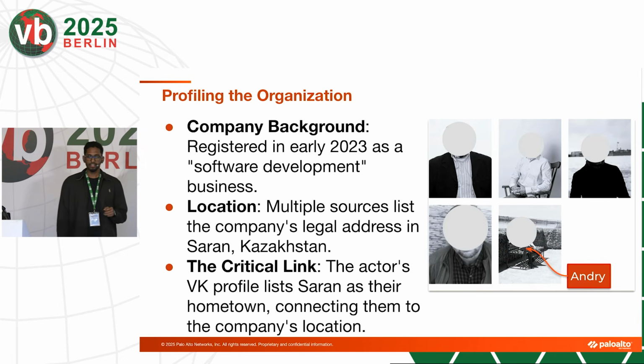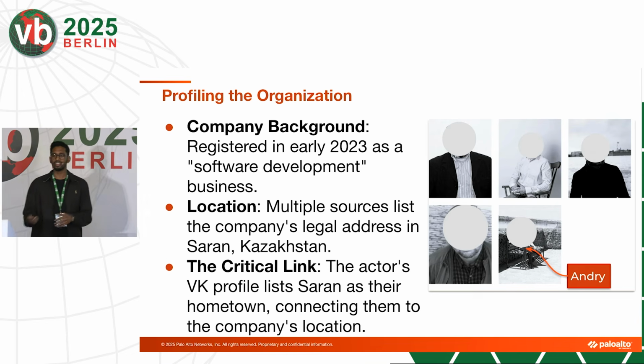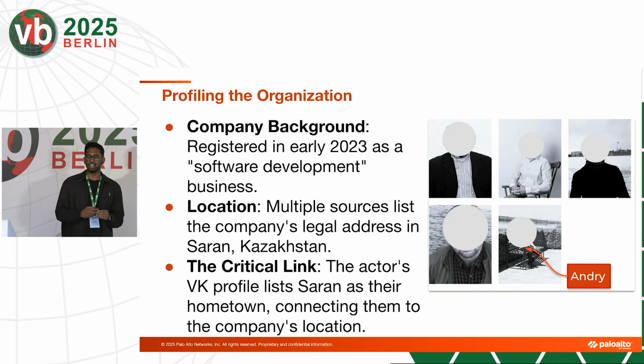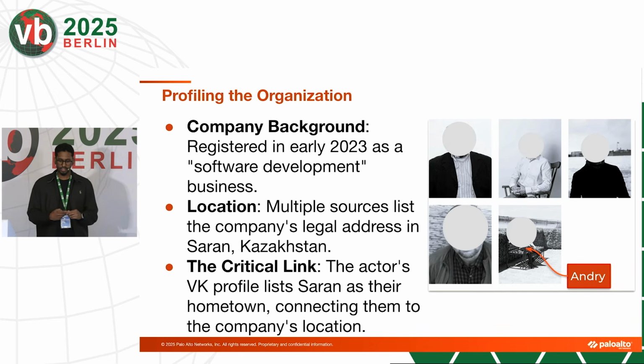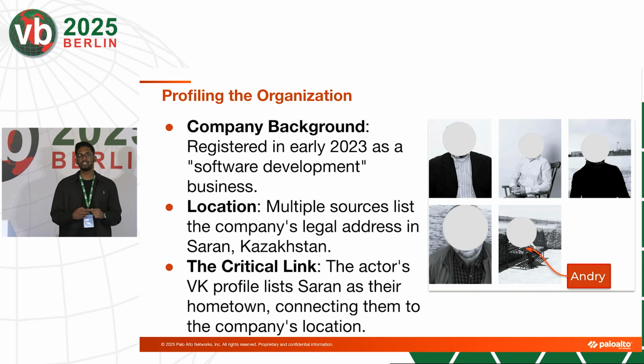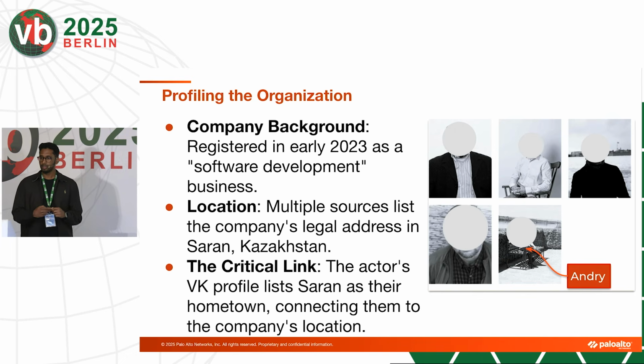We then gathered some more details about the organization itself. While we can't disclose the exact name, here are some key details. The company was registered with the Kazakhstan government in early 2023, listing software development as its line of business and having around 5 employees. Interestingly, the website itself lists its address in a place called Almaty, but other legal sources point to an address in Saran in the Karaganda region, all in Kazakhstan.